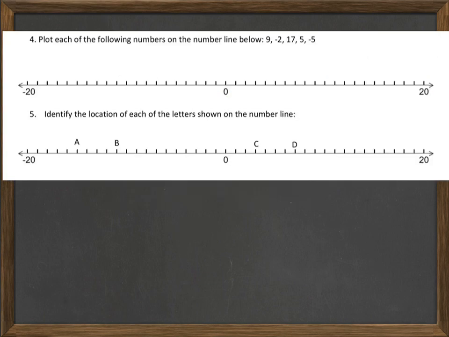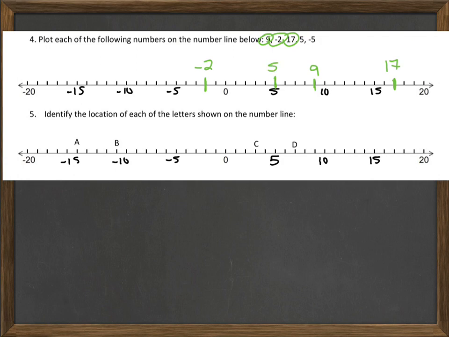So the last thing we want to do is to briefly review how to plot numbers on a number line. So notice we start at 0 here. Okay, so let's go ahead and start plotting these numbers. So let's start plotting 9. So 9 is going to be right here. Then let's plot -2. So -2, we start at 0 and we go left 2 units. So -2 is going to be right here. Then we have +17. Positive 17 is going to be right here. And then we have +5. That's going to be right here. And -5 is going to be right here.